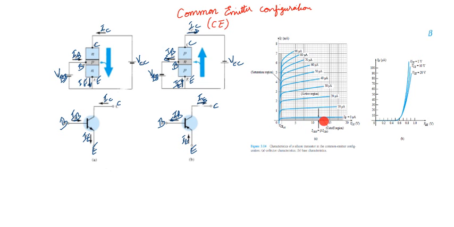In collector characteristics, I will be plotting collector current versus VCE. That is collector current versus VCE. What is VCE? This is my VCE, the collector to emitter voltage. If I am plotting this collector current versus VCE, then that is called collector characteristics. What about base characteristics? In base characteristics, I will be plotting base current versus VBE. What is base current? This is the base current. So this is your VBE, the base emitter voltage.